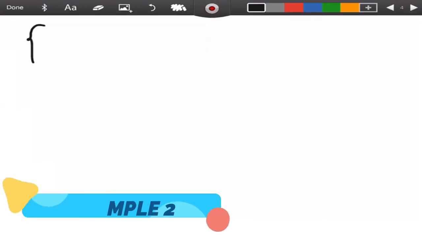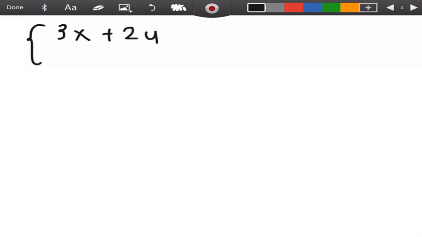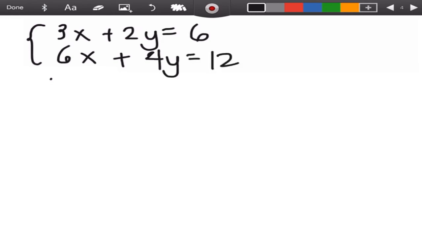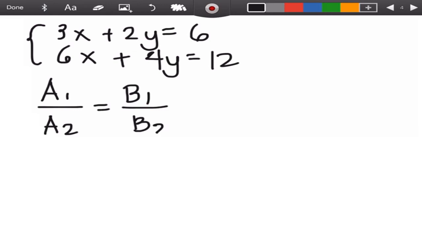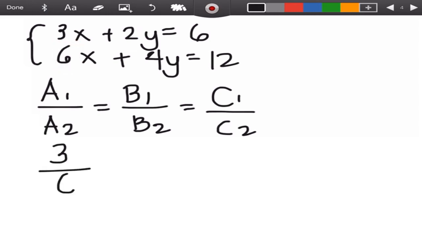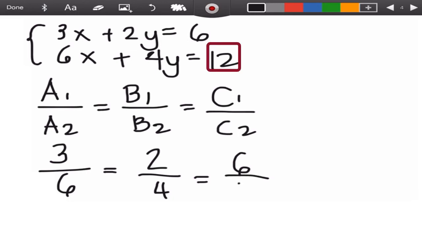Example number 2: 3x plus 2y equals 6, and 6x plus 4y equals 12. Same, we will use the shortcut a sub 1 over a sub 2 equals b sub 1 over b sub 2 equals c sub 1 over c sub 2. A sub 1 is 3, a sub 2 is 6, b sub 1 is 2, b sub 2 is 4, c sub 1 is 6, and c sub 2 is 12.